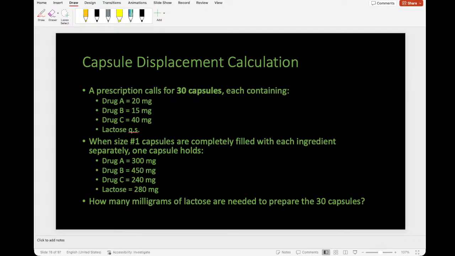So a prescription calls for 30 capsules, each containing drug A 20 milligrams, drug B 15 milligrams, and drug C 40 milligrams. So when the size one capsules are completely filled, one capsule should hold 300 milligrams. So that's how much one capsule should be able to completely hold.